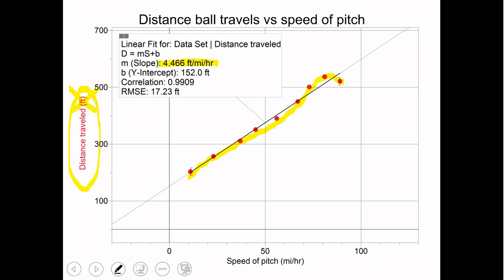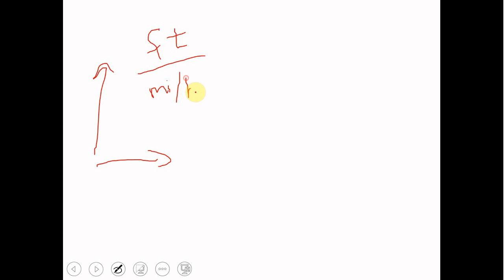So what you do when you go to simplify these, you look at what's on the y. That's a feet. That's a miles per hour. Okay, so remember, slope is rise over run. Okay, so on the next slide I'm going to do that. So the rise, the part that goes up on the y-axis, is feet. Okay, the run is miles per hour. All right, now we got to simplify that.